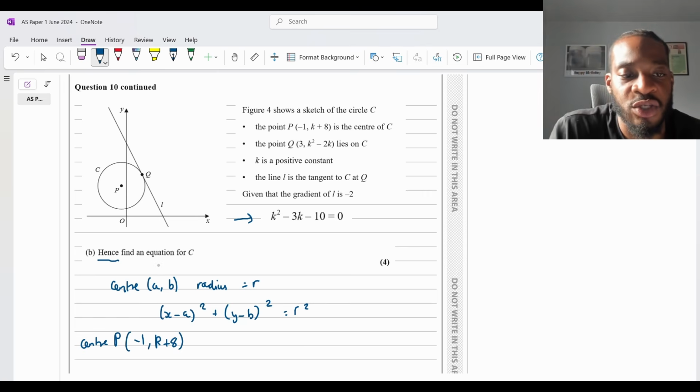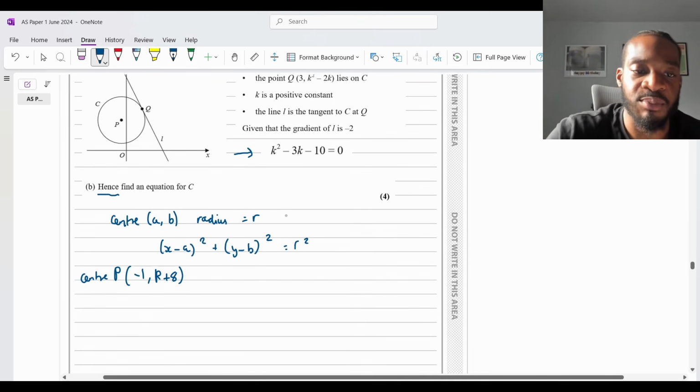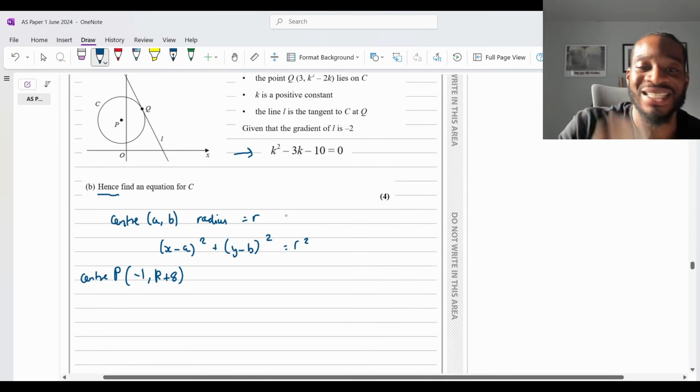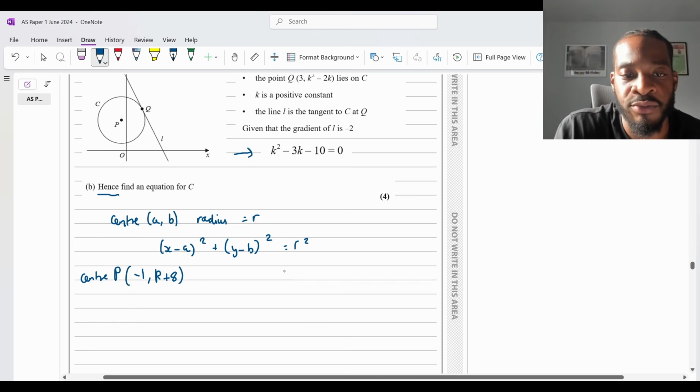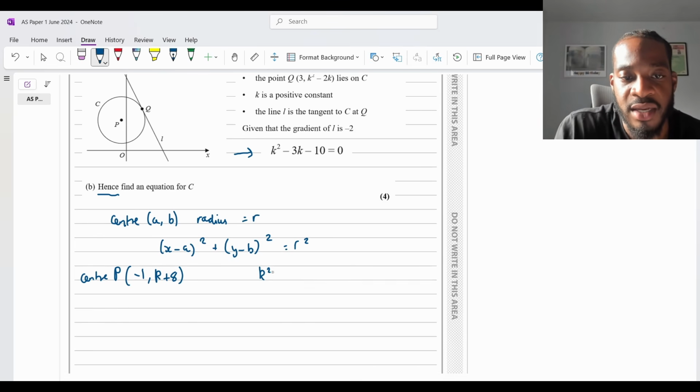And that is why we need to use part A, because we have an equation in terms of k now that we can solve. So what we're going to do to figure out what k must be, so that we can figure out what the center is, is solve this quadratic. So it's going to be k squared minus 3k minus 10 is equal to 0. Factorize it, equals 0. What two factors of minus 10 add to make minus 3? Minus 5 and a positive 2.